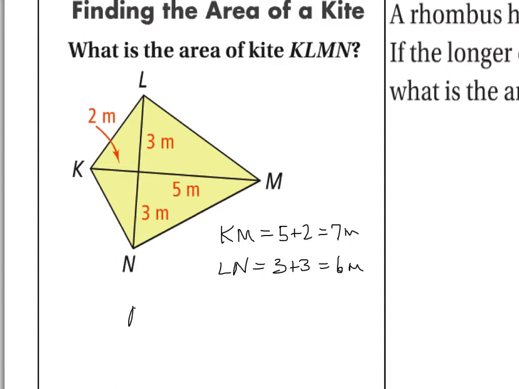To find the area, I take diagonal 1, which is KM, 7 meters, times diagonal 2, which is LN, 6 meters, and then I divide that by 2. This is 42 meters squared divided by 2, which happens to be 21 meters squared. That's the area of a kite with two diagonals, one of 7 and one of 6.